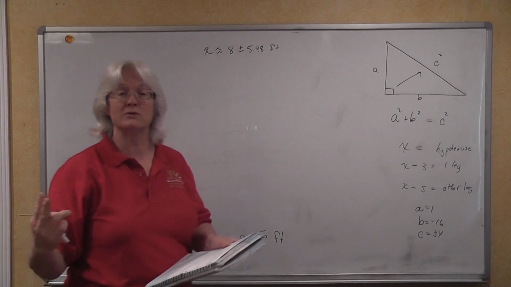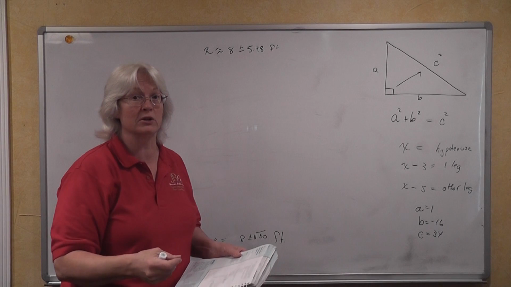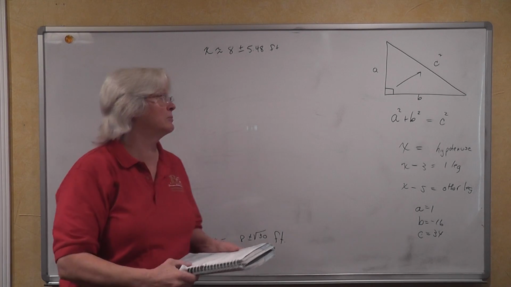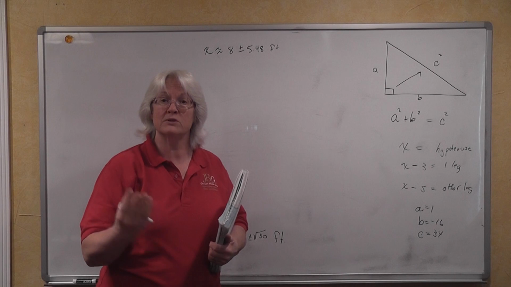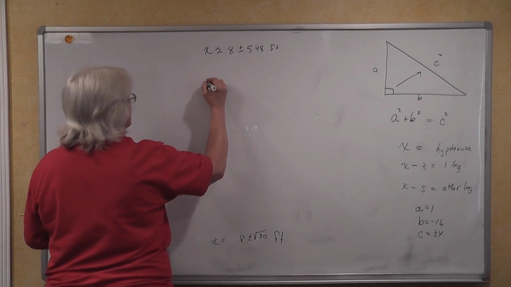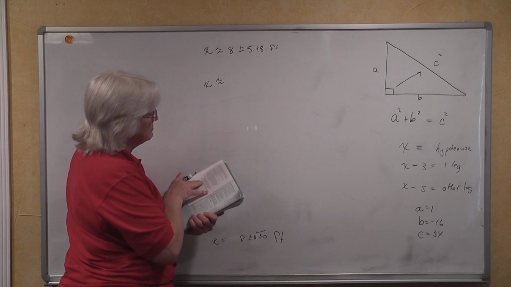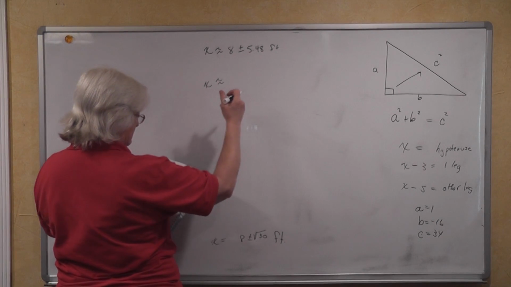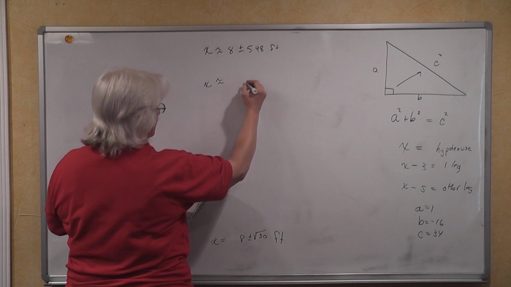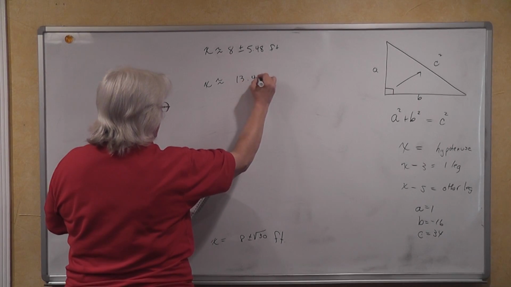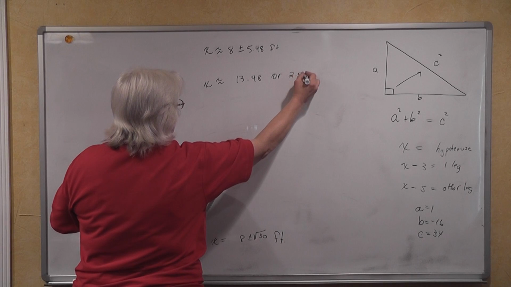We have two possible values, two possible solutions. Remember, you're going to have two possible solutions whenever you solve a quadratic equation. Sometimes they'll be identical solutions, but typically they won't, because when you're taking the square root of something, you're always going to have a positive root and a negative root. We have two possible answers now. We have x can either be equal to 13.48 or 2.52 feet.